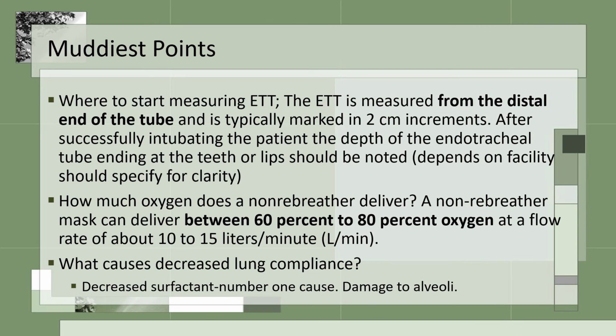What causes decreased lung compliance? Easy answer, decreased surfactant and damage to alveoli. That's kind of our very outermost part of our lung, and it covers the largest surface area of our lung. So when those are damaged and when surfactant is gone, we're going to have decreased lung compliance.